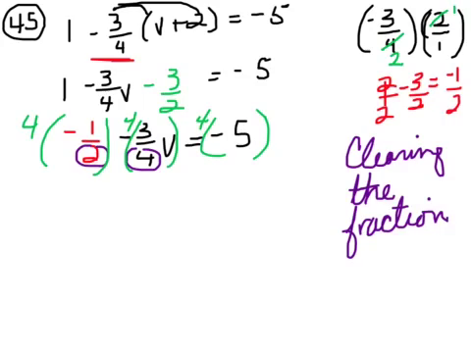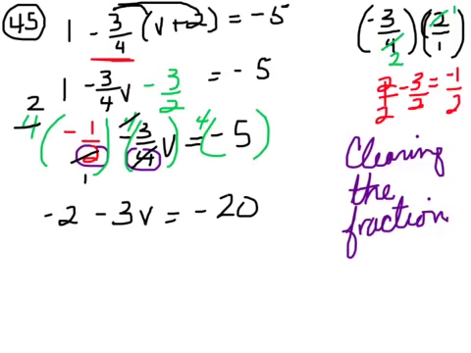I'm just going to write it next to each term so I can see it a little bit better because I've been having trouble today staying on track. 4 times negative 1/2. 2 goes into 2 one time, 2 goes into 4 2 times. That becomes a negative 2. 4 times negative 3/4. 4s cancel out and become 1s. So that would be negative 3v. Yay, the fractions went away. And 4 times negative 5 is negative 20.